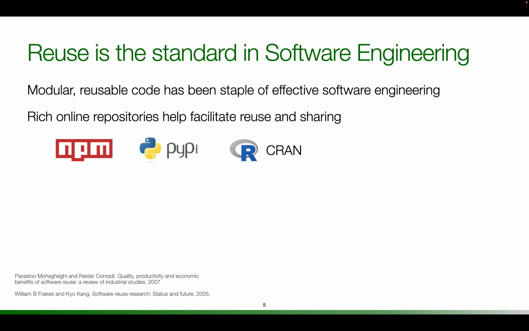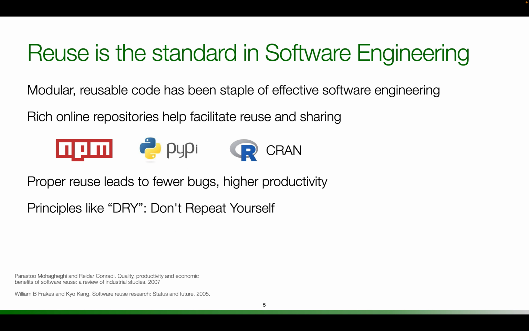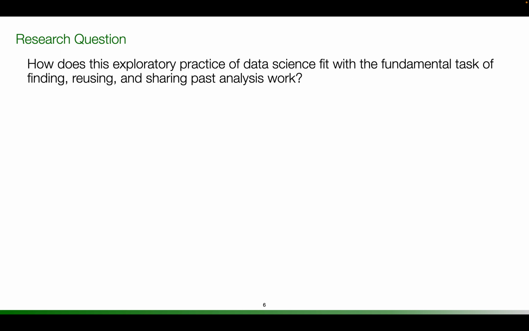Modular reusable code has been a staple of effective software engineering for decades at this point, and there's a variety of rich online repositories to help facilitate this reuse and sharing, such as NPM for JavaScript, PyPI for Python, or CRAN for R. Part of the reason for this is that prior research has shown that proper reuse leads to fewer bugs and higher developer productivity, and principles like don't repeat yourself have really become baked into the ethos of software engineering.